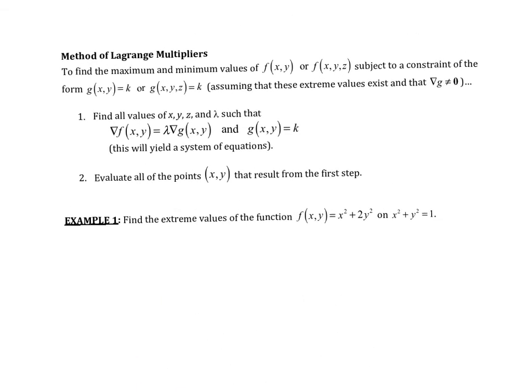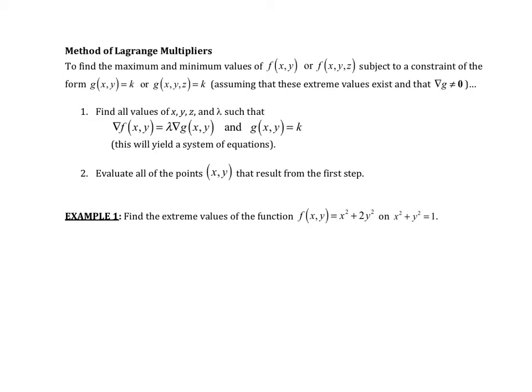The method that we're going to use for Lagrange multipliers to find the maximum or minimum values for some function subject to the constraint is that we're going to find all the values of x, y, and z and lambda such that the gradient of f is equal to lambda times the gradient of g, and at the same time g of xy is going to equal k. What that's going to give us is a system of equations, and what we're going to do is evaluate the points, the xy points that result from that system of equations. We're going to evaluate them to find our absolute max and our absolute min.